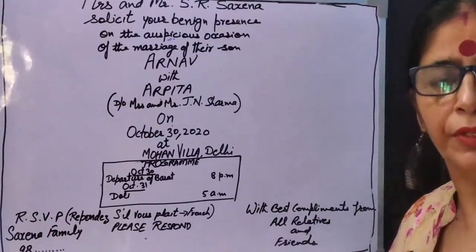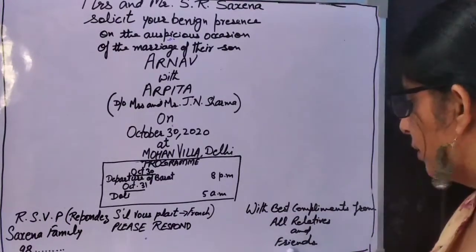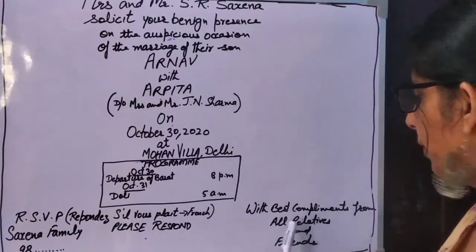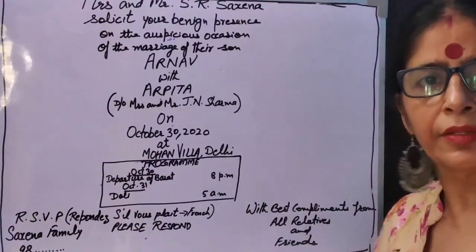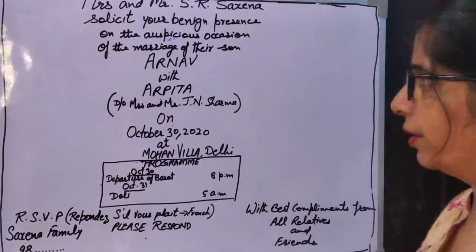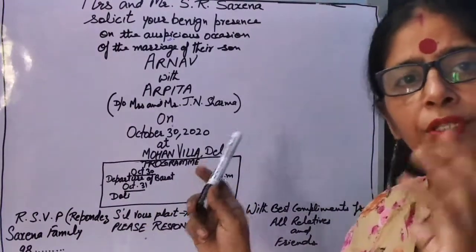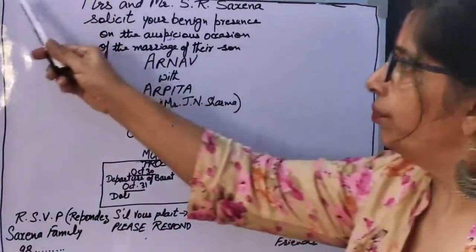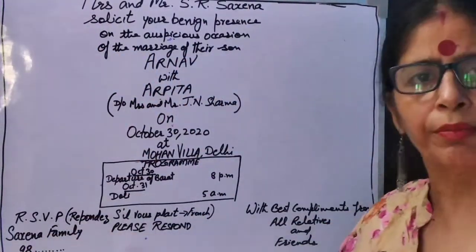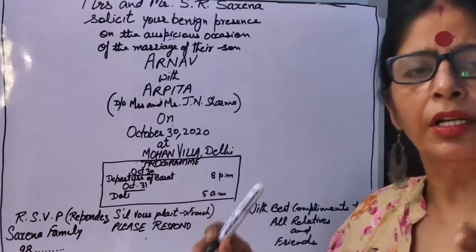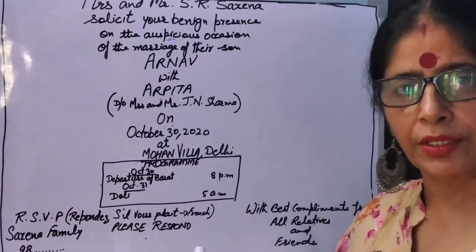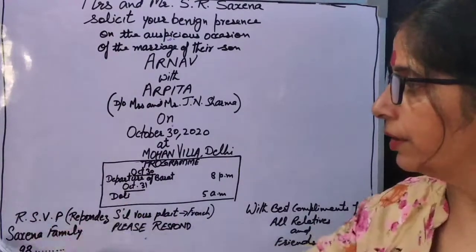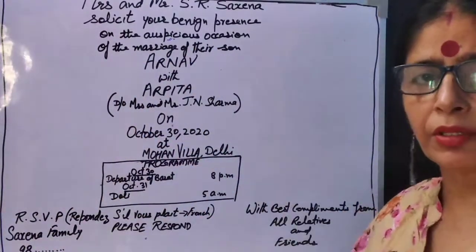Now, who will give the wishes? Family and relatives. So you will write with best compliments from all relatives and friends. Okay, so this will be the end. And then, because this is question number 3, it should be in the box. So you have to make the box also. This you have to remember, because this box is also counted as a part of your format, and your format carries marks. So your marks will be deducted if you don't have this box.